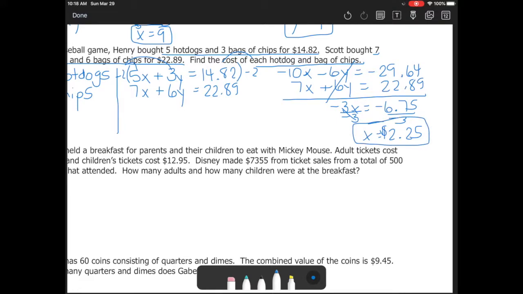If I want to know how much chips are, I'm going to take my 2.25 and go back into any of the original equations. I'll put it back in, it doesn't really matter. I'll put it back in the first one just because 5 and 3 are lower than 7 and 6, and it might be easier to do math. So 5 times 2.25 plus 3y equals 14.82. 5 times 2.25 is 11.25.